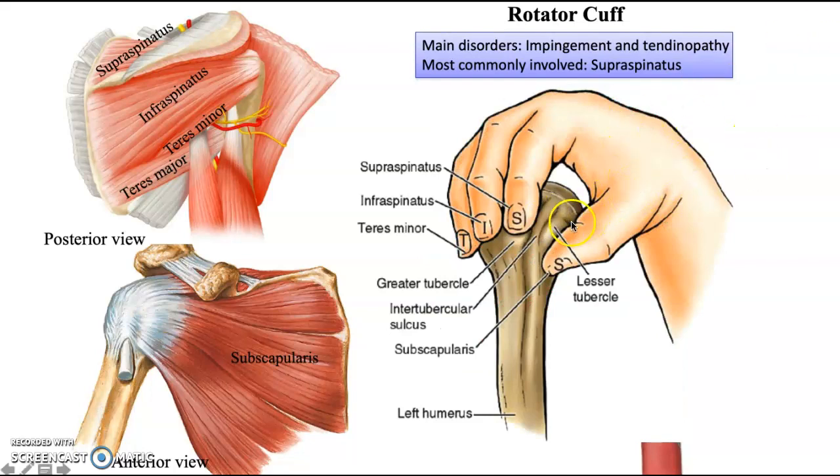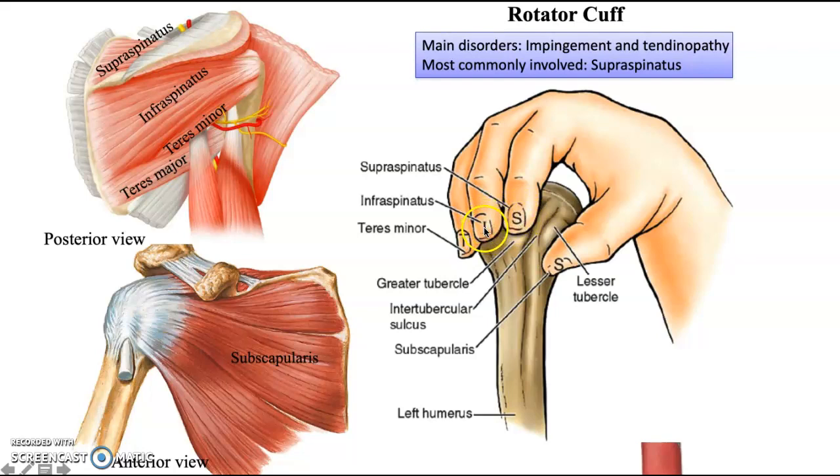Now, this is the upper end of the humerus. If you hold the upper end of the humerus with your thumb on the lesser tubercle and your other three fingers on the greater tubercle, these three fingers will represent the three facets on the greater tubercle. This provides attachment to the supraspinatus.